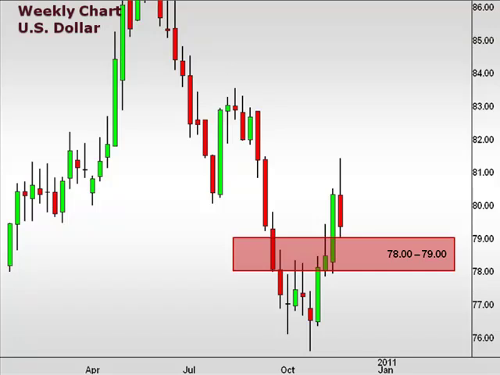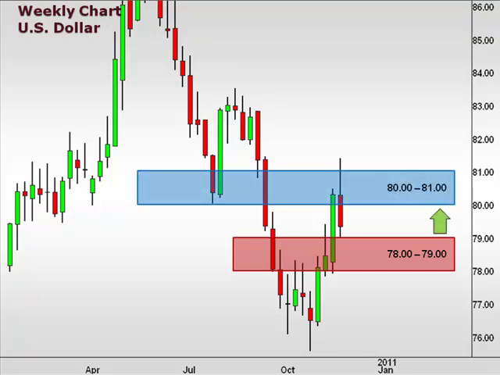Now, while we may see a further pullback, support at 79 is likely to yield a retest of this 80-81 focal zone. This may be a short-term setback in the bigger picture. However, we do need to see the weekly charts close above 80 to lend credibility to any upside continuation.